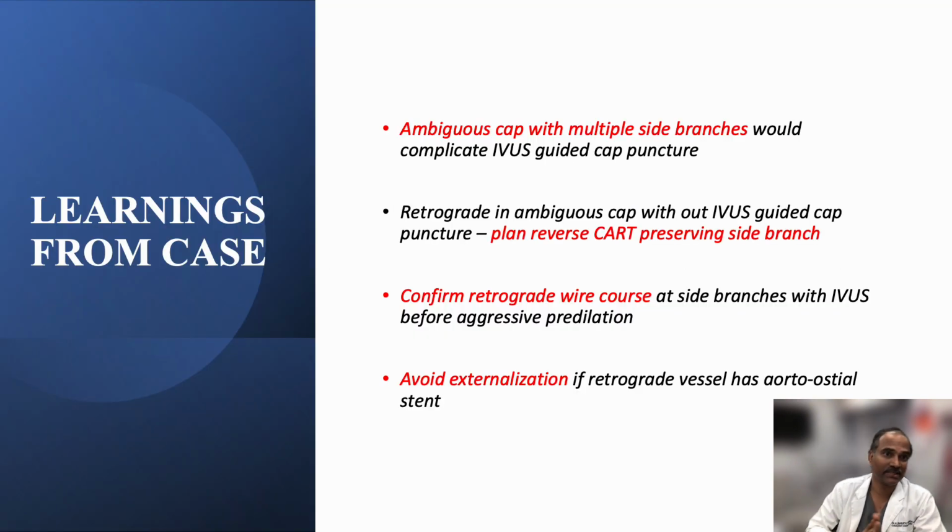Learnings from this case: ambiguous cap with multiple side branches would complicate IVUS-guided cap puncture. Retrograde in ambiguous cap without IVUS-guided cap puncture, plan reverse CART preserving side branch. That's important. Confirm retrograde wire courses at side branches with IVUS before aggressive predilatation. Avoid externalization if retrograde vessel has an aortoostial stent.